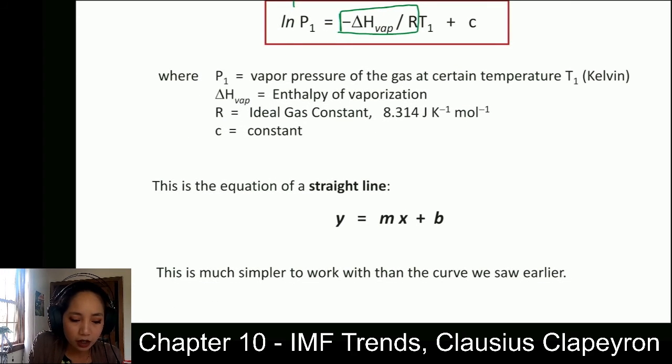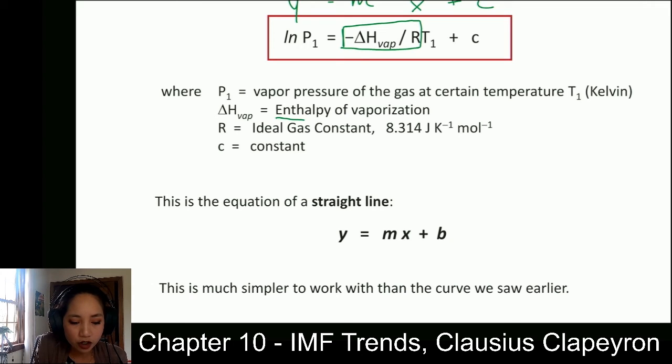And then here it tells us all of the different variables within our Clausius-Clapeyron equation. And I'll mention that enthalpy of vaporization must be in the unit of joules per mole in order to work out in this equation.